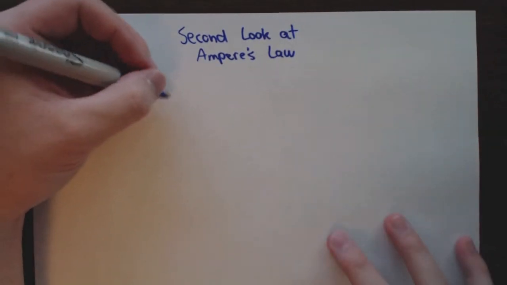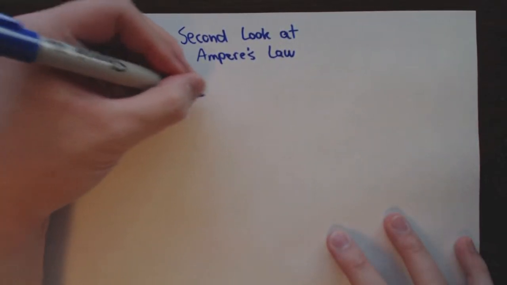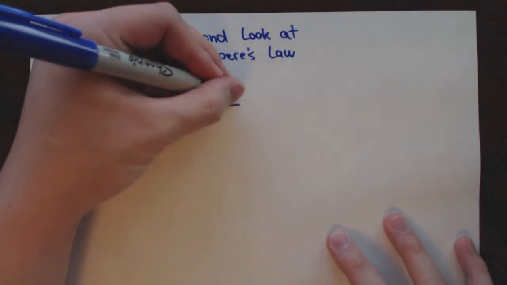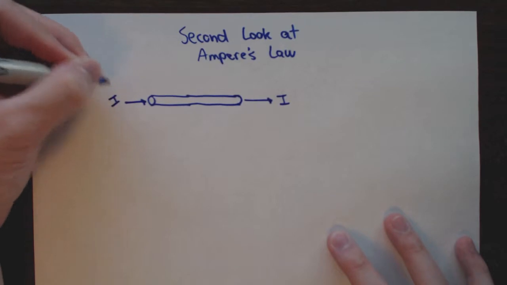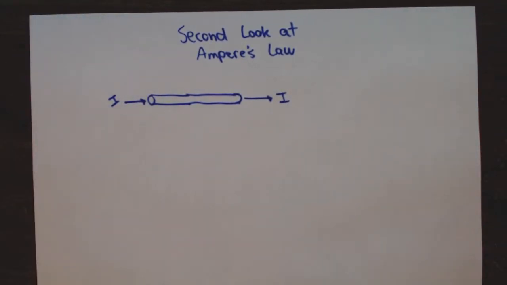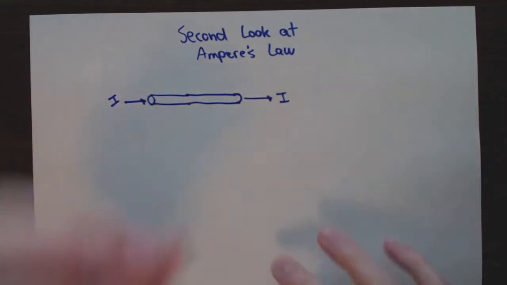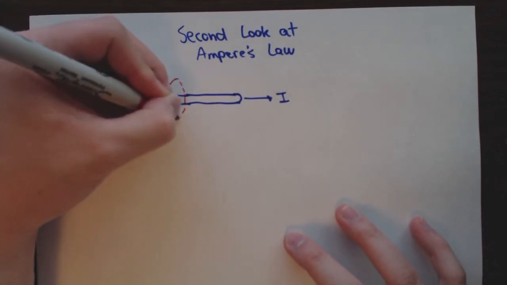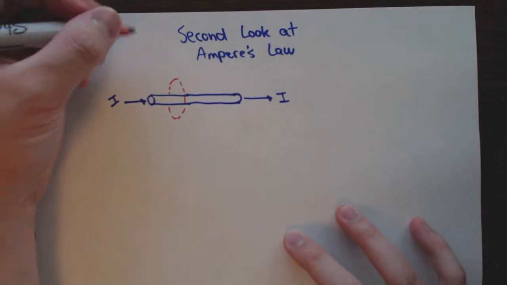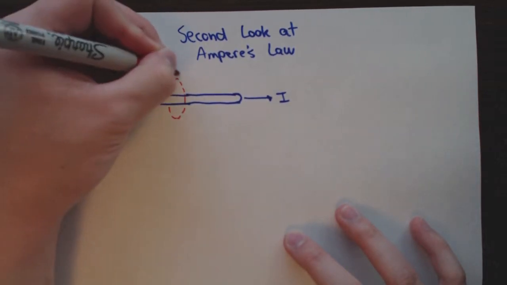All right. Before we get to Maxwell's equations, let's talk about Ampere's law again. If you remember, Ampere's law basically said that if you have a current, it creates a magnetic field. The magnetic field goes in a loop around the wire, an imaginary loop, right?